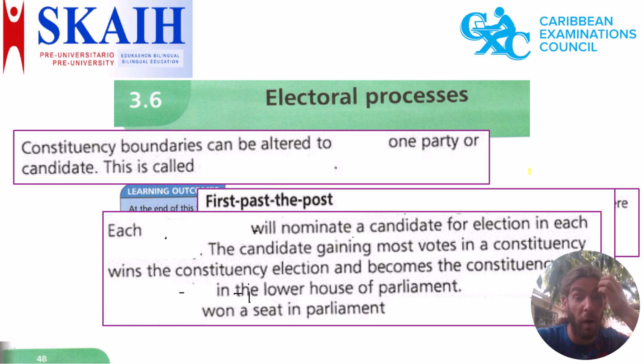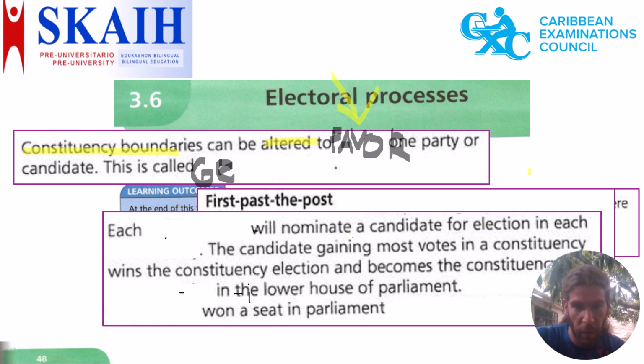constituency boundaries can be altered to favor one party or candidate. So constituency boundaries can be altered to favor, so to privilege, to help one party or candidate, and that's a disadvantage of the first past the post system. When this happens, it's called gerrymandering.